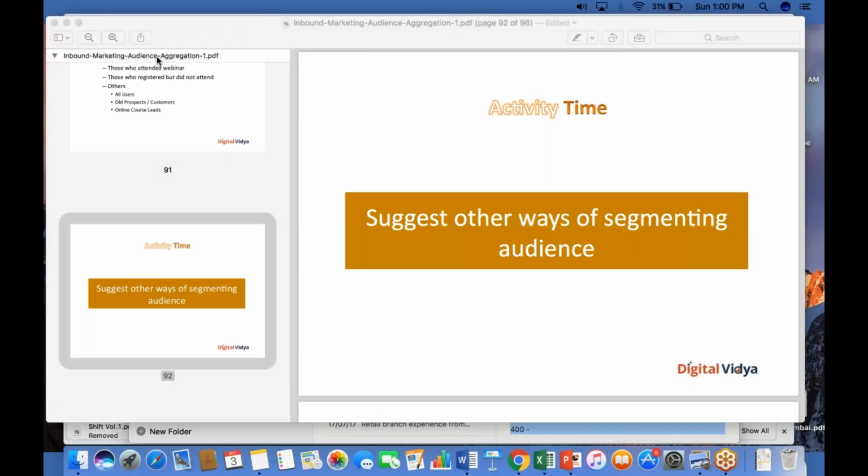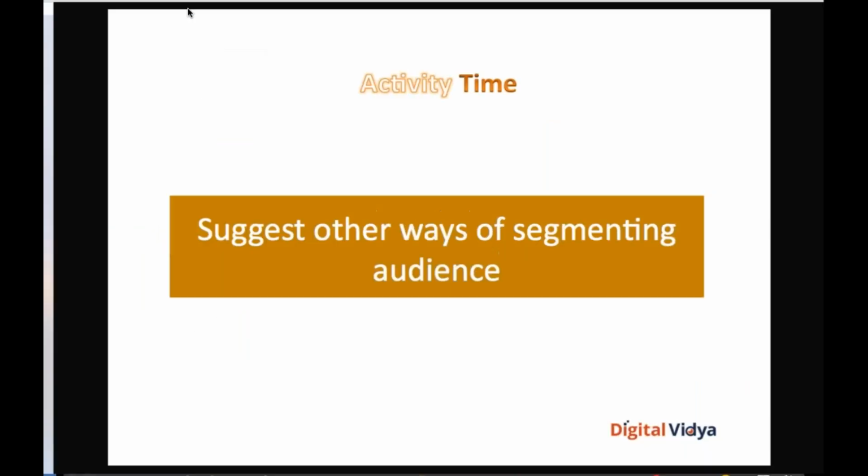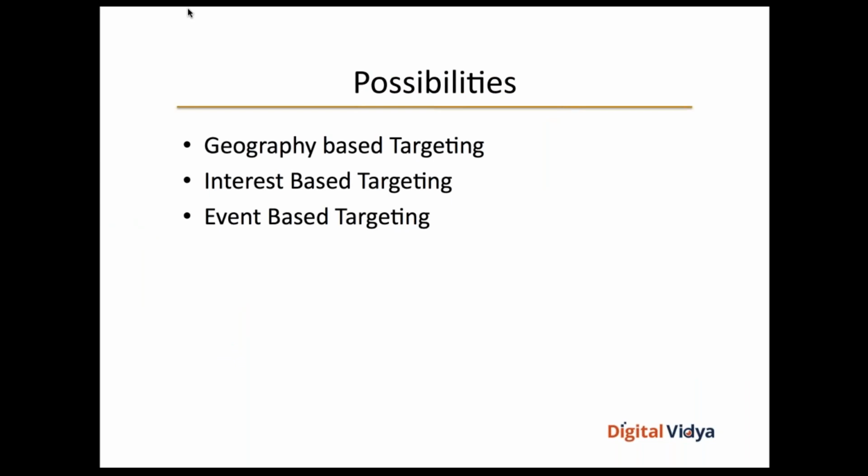So let me just show you. Obviously, geography-based targeting is something which is very important. Interest-based targeting, event-based targeting. Let me give you an example of what we did at Simplilearn.